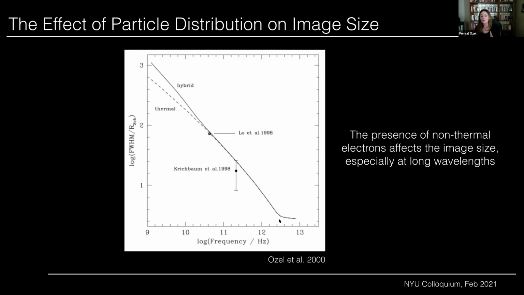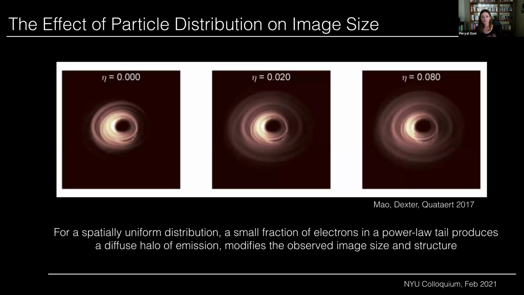Well, we knew that the effect of the particle distribution affected the image size from one of the first times we worked on this. This is my first paper on this, on black hole image sizes from 2000. And you can see already a thermal and a hybrid thermal, non-thermal distribution. And we were worrying about whether this would affect our 1 millimeter observations here. We've come a long way since then.